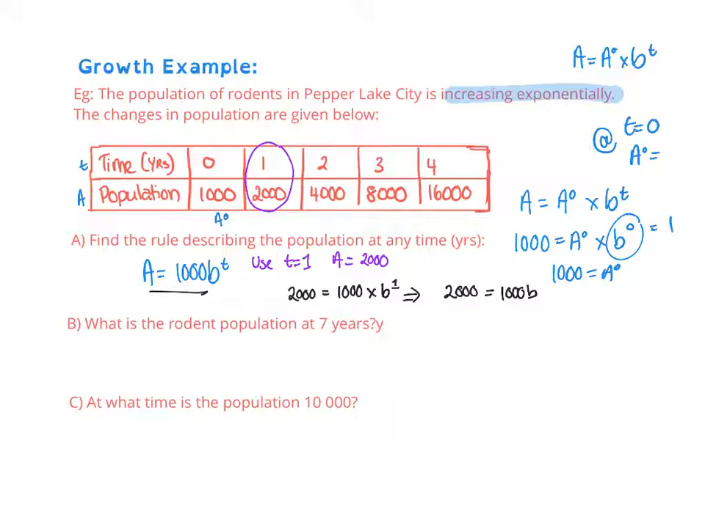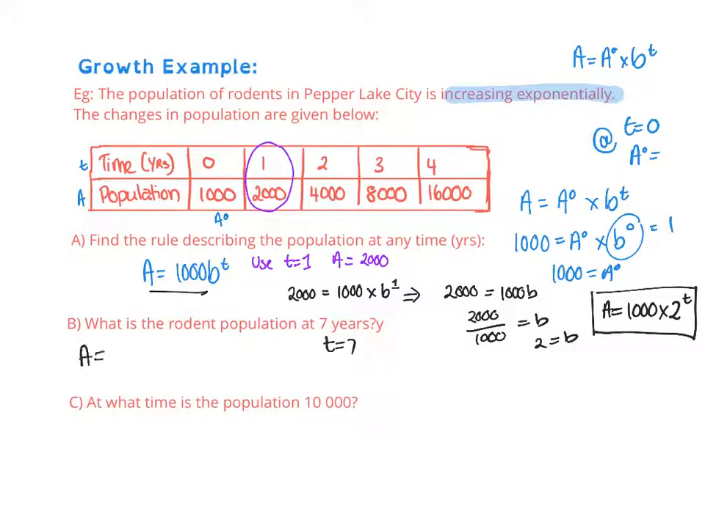And then if I go to solve for B, wouldn't it be 2,000 divided by 1,000 equals B? So what does B equal? 2. So the rodent population is doubling every time, yeah? So you've now got the rule. Sorry, it's got a bit messy here. The rule, I'll finally write it out, is 1,000 times 2 to the power of t. There's your final rule. We've worked out what B is. Okay, so when it says find the rodent population at 7 years, that means t equals 7. I've got a formula now.